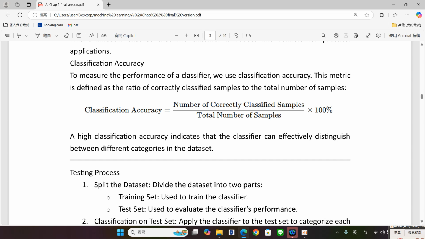Classification accuracy. To measure the performance of a classifier, we use classification accuracy. This metric is defined as the ratio of correctly classified samples to the total number of samples. The classification accuracy is equal to the number of correctly classified samples divided by the total number of samples, times 100%. A high classification accuracy indicates that the classifier can effectively distinguish between different categories in the dataset.